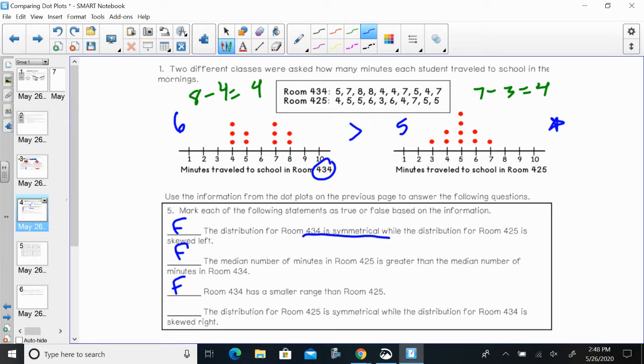And the last one, the distribution for room 425 is symmetrical. Well, we said that was true, while the distribution for room 434 is skewed to the right. This one's a little bit more tricky to see, but if I draw a line over my data, I would say that my tail of my data is on the right-hand side, and that could make this a true statement.